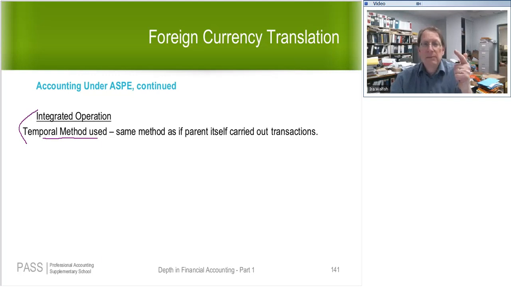Number 3, I have a sub that is what we call self-sustaining. And there I use a different method, the current method. That's it. 2 methods, 3 situations. So that's ASPE. Any questions?